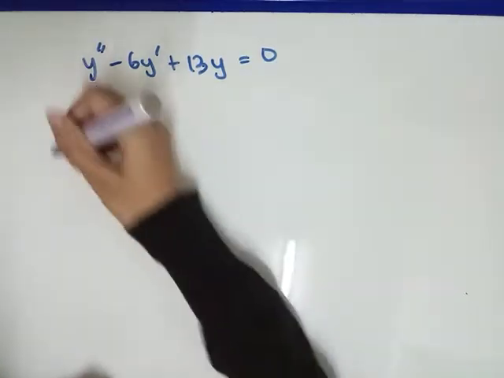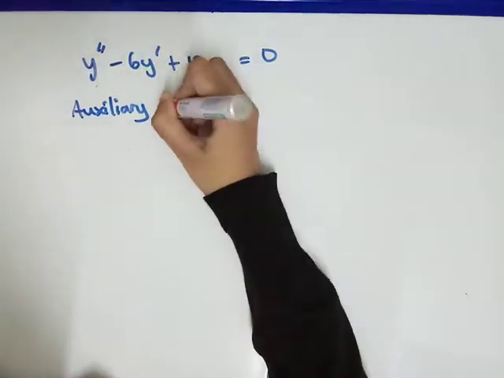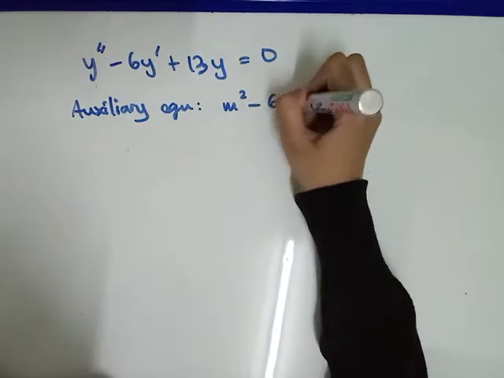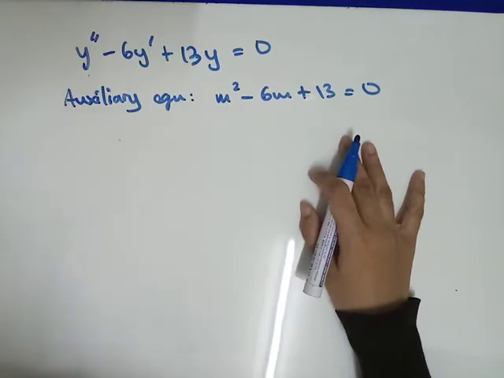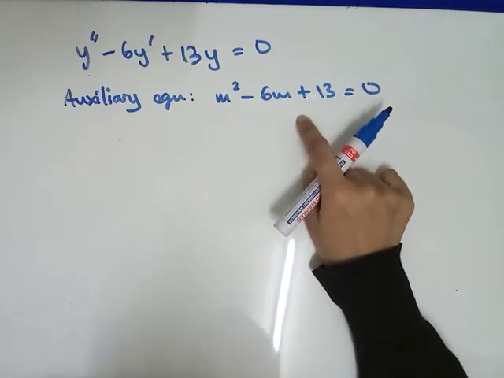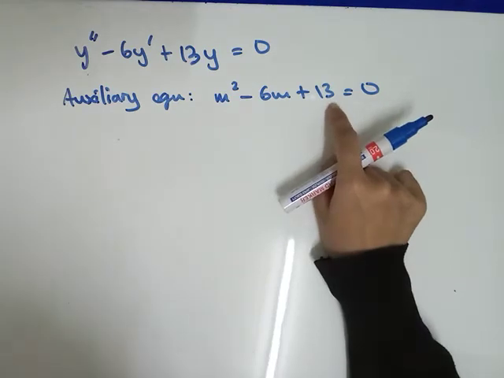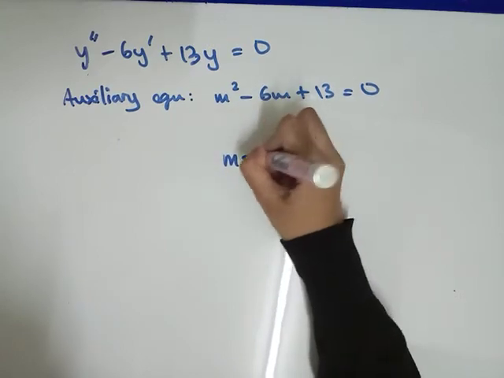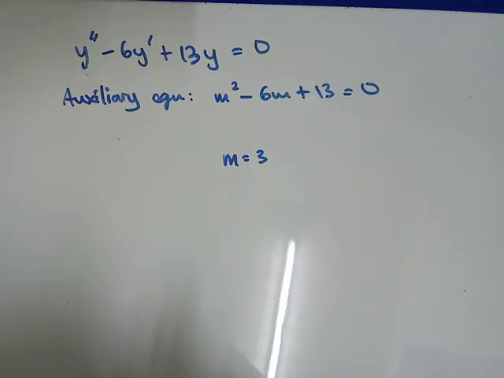Okay, and then the solution, we need to transform into auxiliary equation. The auxiliary equation is m square minus 6m plus 13 equal 0. Okay, and then we need to solve for m. Try calculate. Saya nak awak calculate, use your calculator. Calculate m square minus 6m plus 13. How do you get? You will get m equals to 3, right? Betul ke m equals to 3?